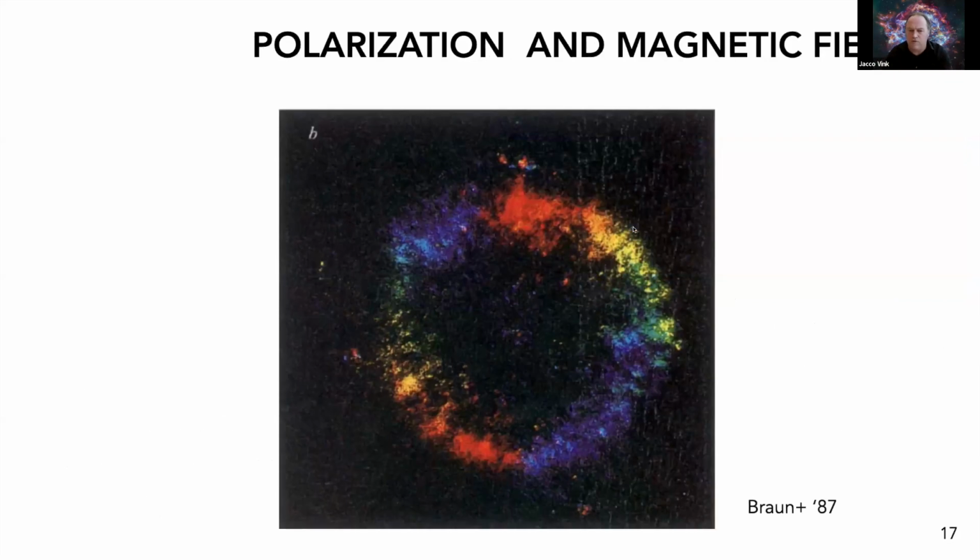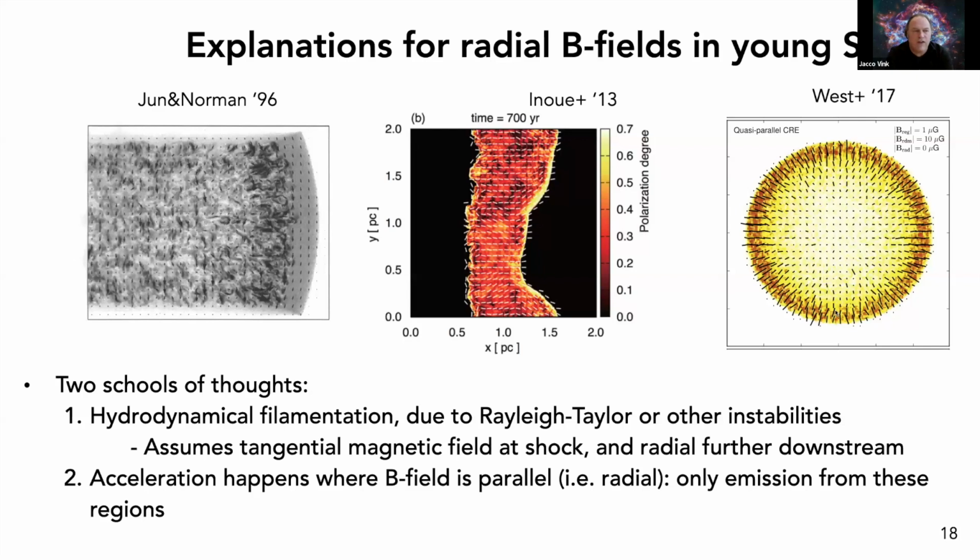Here you see a very beautiful image from 1987 of Cas A, where the color indicates the polarization angle, and you see a sort of clockwise rotation, which is clear for a radially oriented magnetic field. Now, the early theories for why we have a radially oriented magnetic field focused on Rayleigh-Taylor instabilities in the contact discontinuity. The contact discontinuity is that part of the shell where the shocked ejecta meets the shocked interstellar medium. That's Rayleigh-Taylor unstable, so you get all those Rayleigh-Taylor fingers, and they stretch the magnetic field.